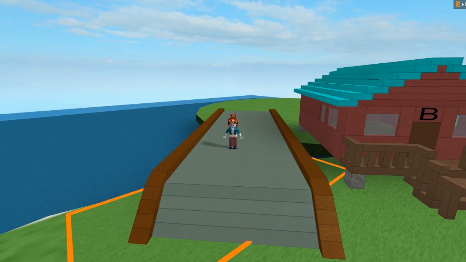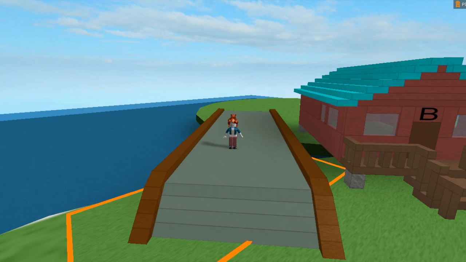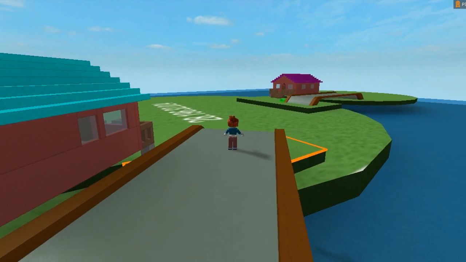For the metric section, we are going to use the number of hops between routers to calculate it. Since we started at router A and moved to router B, we want a metric of 1 since we walked from one router to the other. Also, we walked to router B, so our next hop router is B. Look, we already filled out most of this location. To make things easier for you, we won't talk about the mask. Well, that was easy. Let's explore some more.